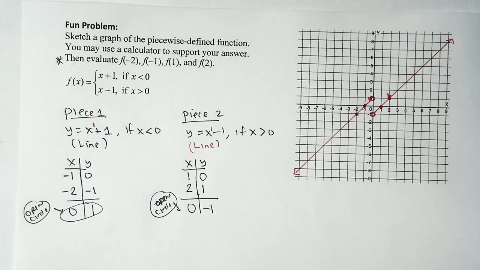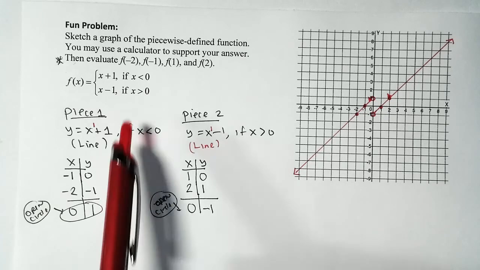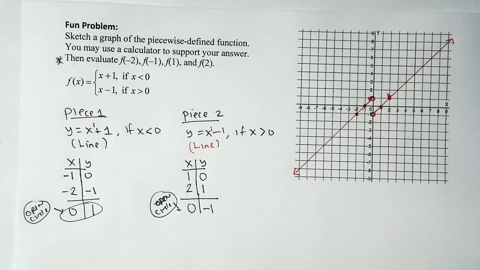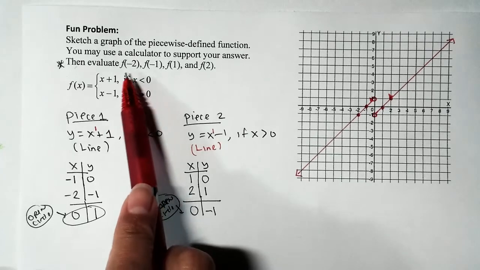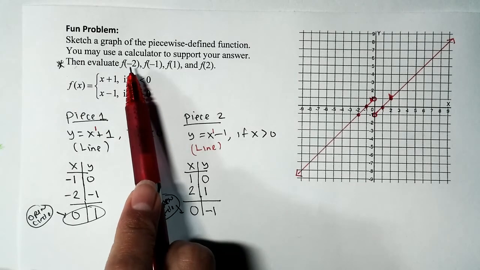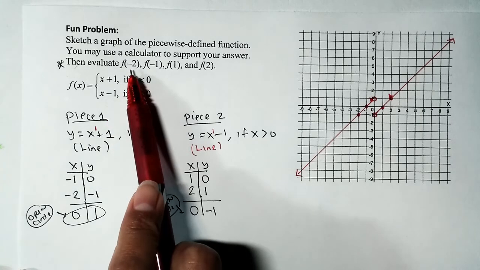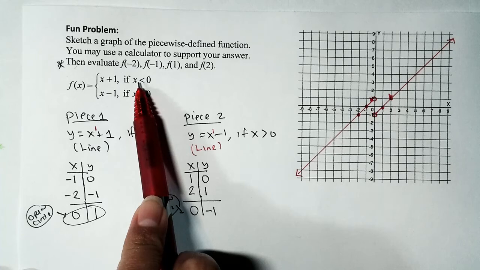So we are asked to evaluate f of -2. Let me give you a short version. We are asked to evaluate the function at -2, -1, 1, and 2. Okay, so let's do this. When the input is -2, I have to see in what domain it falls. Is it for the first piece or the second piece? This one is for the first piece because last time I checked, -2 is under 0.